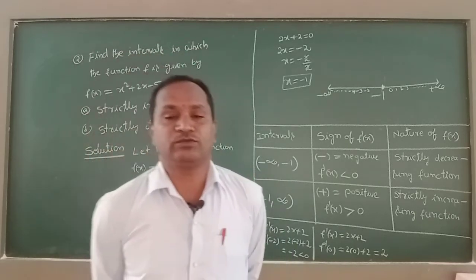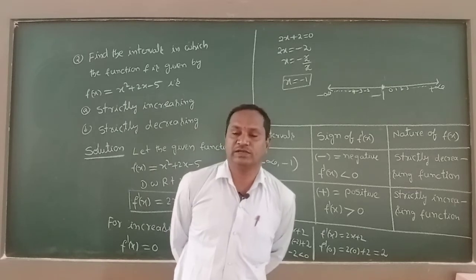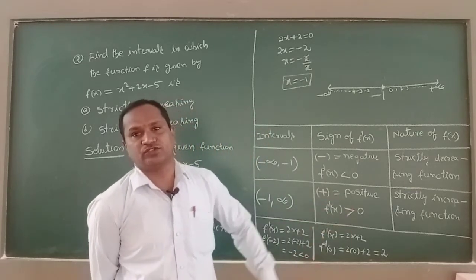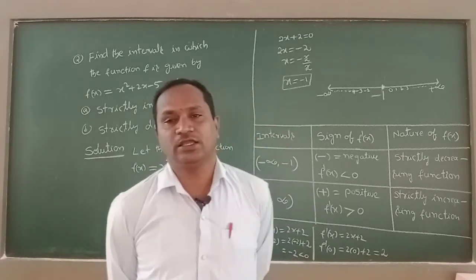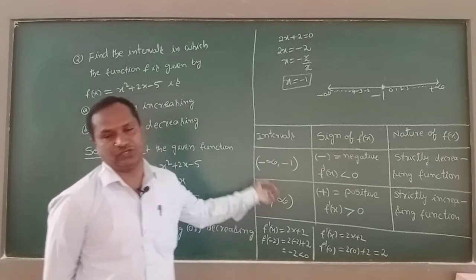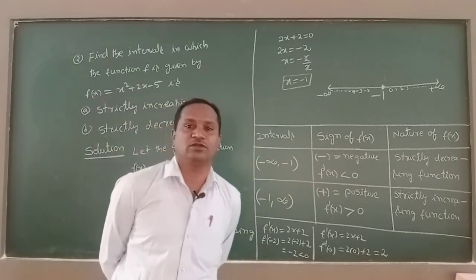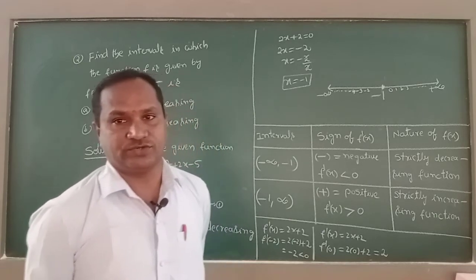After getting that, we plotted it on the real number line, and we got two intervals. In those two intervals, we checked which is strictly increasing and which is strictly decreasing. We have written those intervals here. Like that we give the solution for this question. Let us now solve another question.